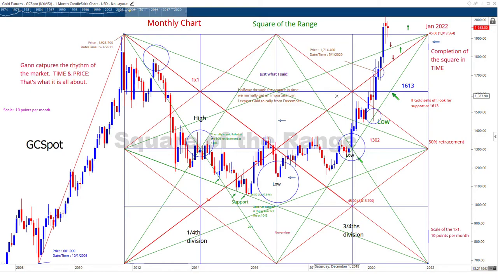I'm not saying it has to do that, but I think it probably will, because I think this 50% retracement here started a big move up. Gann always believed that the midway point on the square of the range was extremely important. You can often get big reversals at that time, and I think it set in motion this rally that you see happening now. So remember, this is a monthly chart. It's not a day chart. So this all plays out over a long period.